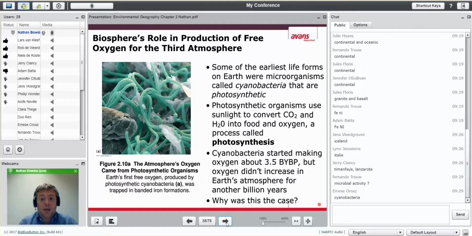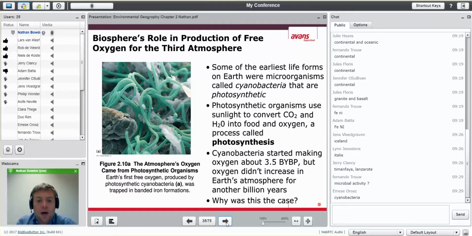So some of the earliest life forms on Earth, as Amish said, is cyanobacteria. These are photosynthetic bacteria which use sunlight to convert CO2 and water into sugar that they use, their food, and oxygen. And this is called photosynthesis. I'm sure you've all heard of that before. Cyanobacteria, also called blue-green algae, but they are not algae, they are bacteria.